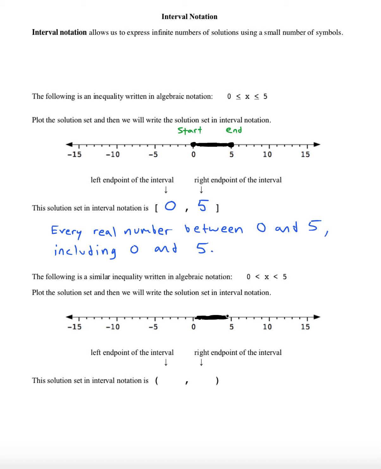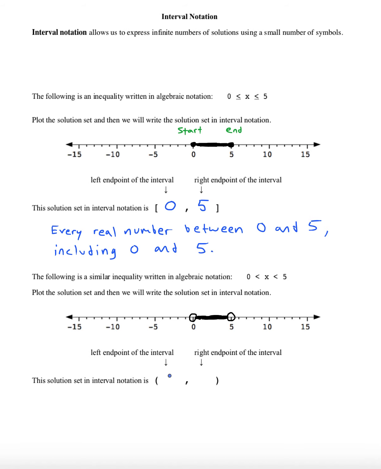So what we want to do is make sure that no shading touches the 5 or the 0. So we use an open dot on those. Open dot goes along with less than and greater than. Closed dot goes along with less than or equal to and greater than or equal to.